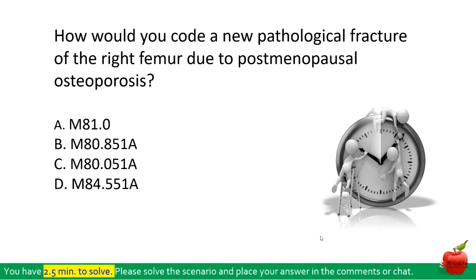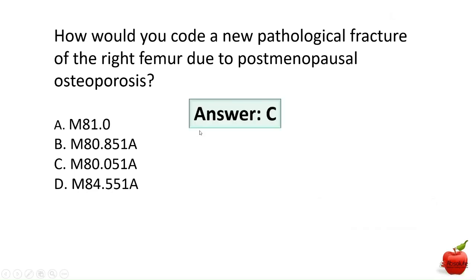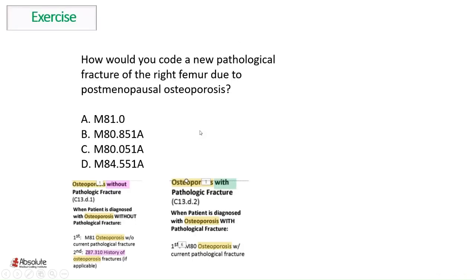So that is time. Let me have a look at the chat. I think we are having mixed answers here. There's a mix-up between B and C. I will help you eliminate the wrong answer. The correct answer for this scenario is option C, and these are our keywords: a new pathological fracture of the right femur, and it is due to postmenopausal osteoporosis.